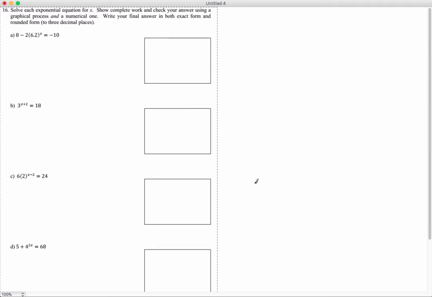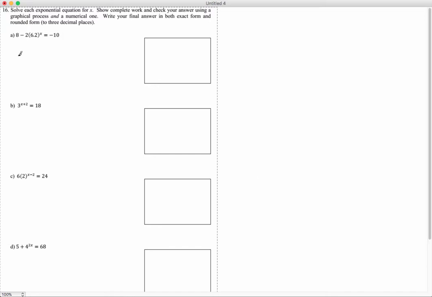Greetings! We're going to do a short recording here on problem 16. Solve each exponential equation for x, show complete work, and check your answer using a graphical process and a numerical one. Write your final answer in both exact form and rounded form, 3 decimal places. Okay, so let's take a look at the following of these.